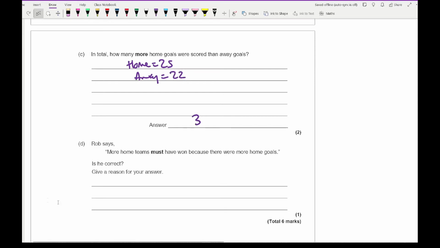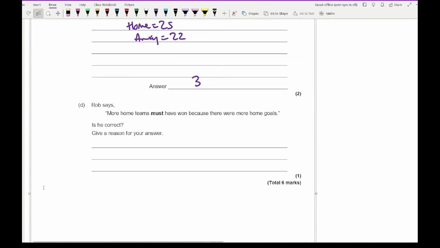It then says Rob says more home teams must have won because there were more home goals. Is he correct? Give a reason for your answer. Now, there's a couple of reasons which you could specify. It's only worth 1 mark, but I would say that Rob is wrong.